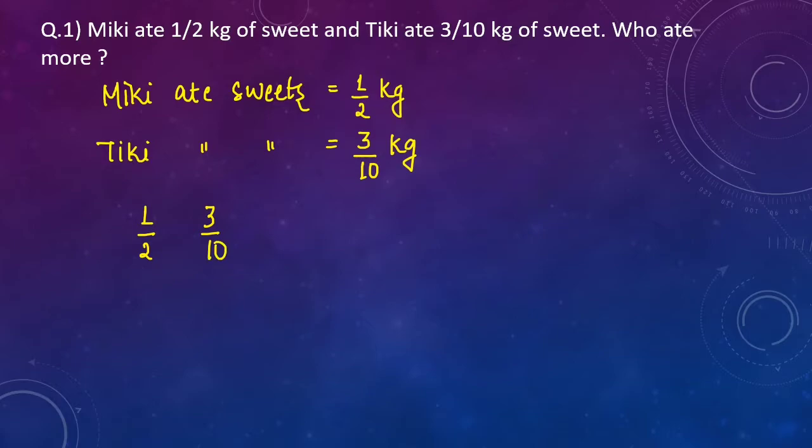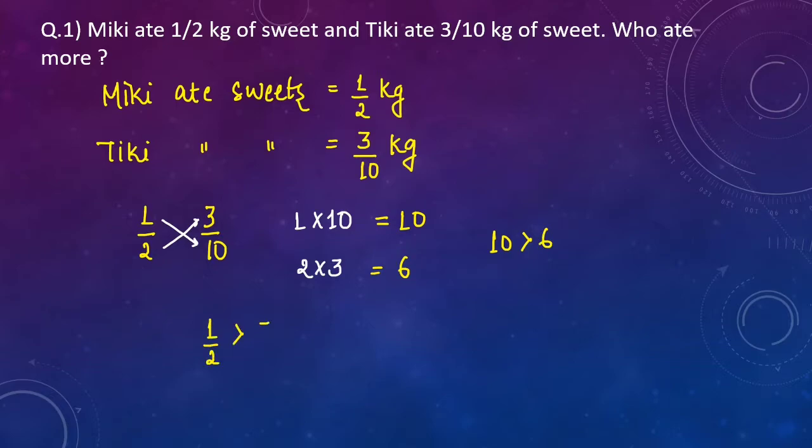For comparing these two fractions, we have to use the cross multiplication method. Means 1 is to be multiplied by 10 and 2 is to be multiplied by 3. So 1 into 10 and 3 into 2. It will be 10 and 6. Now as you can see, 10 is greater than 6, which means 1 by 2 is greater than 3 by 10. So 1 by 2 kg sweets were eaten by Mickey. That means the answer is Mickey ate more sweets.